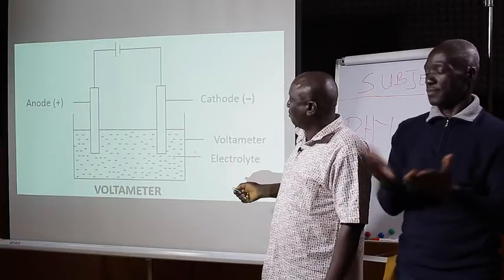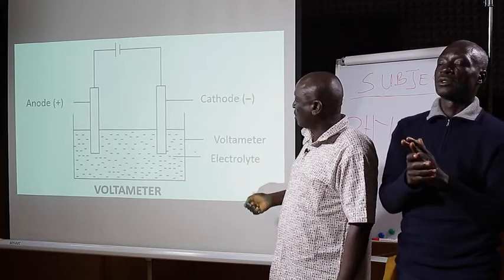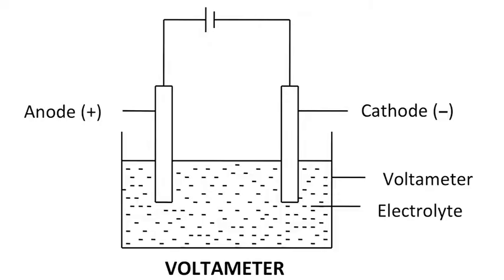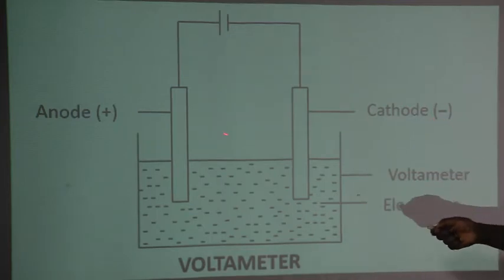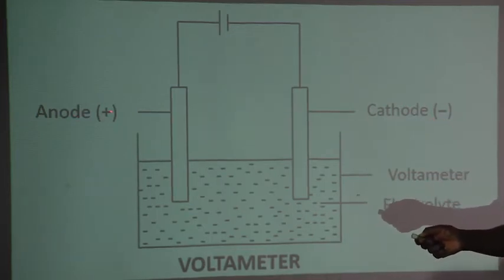Now here we have, this is our voltameter. This is the container. Here we have the electrolytes. Then we have our electrodes: the cathode, which is the negative pole, and the anode, which is the positive pole.